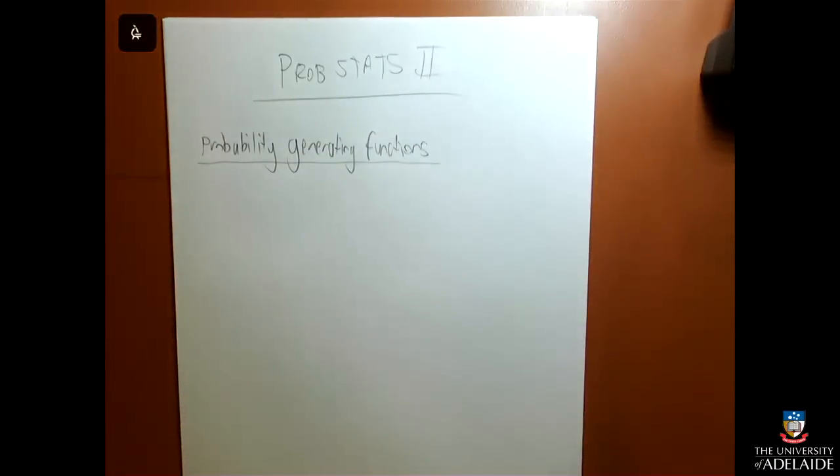Probability generating functions. Okay. So, a random variable comes along with a distribution that tells you what all of the probabilities are for all of the things that happen in your random variable. So we need a random variable first.